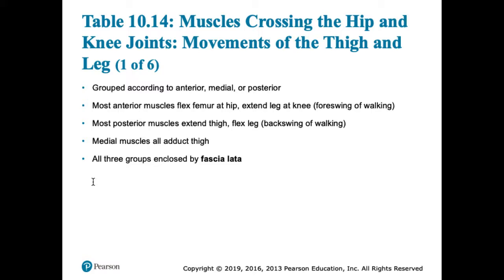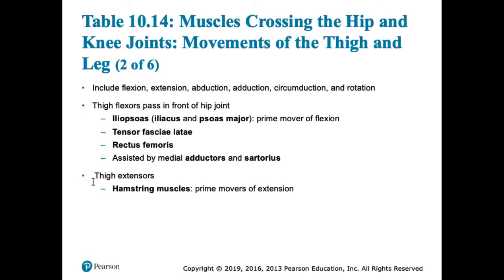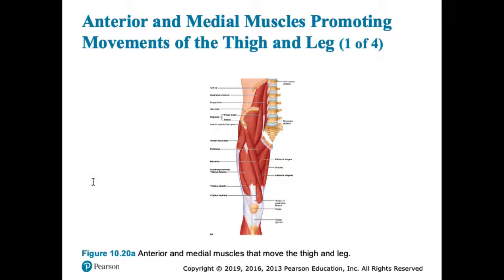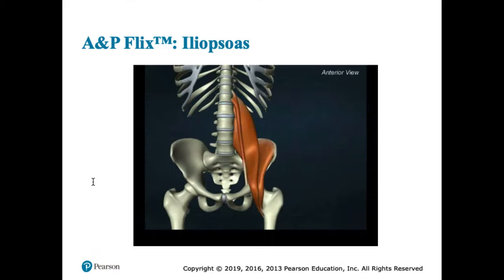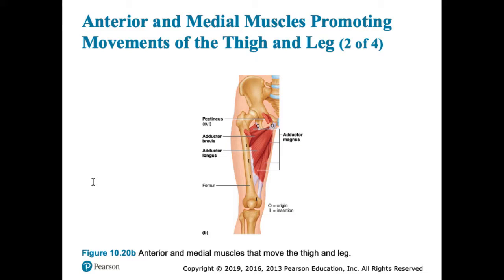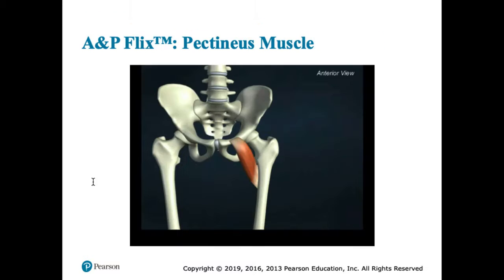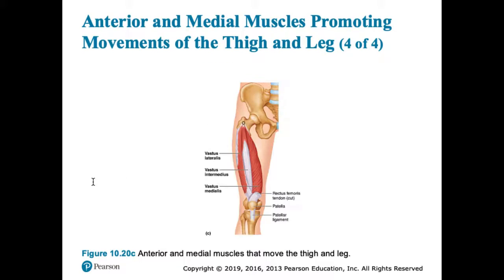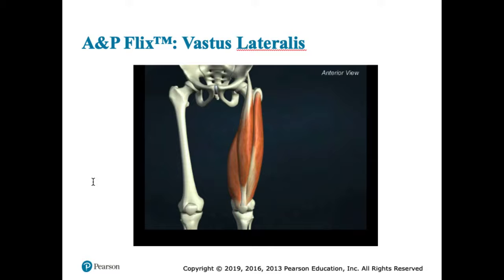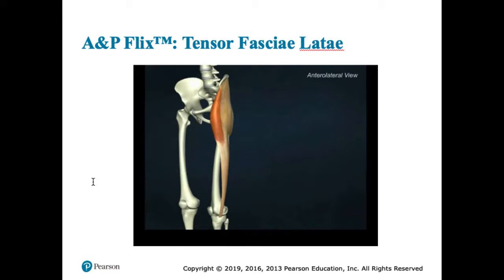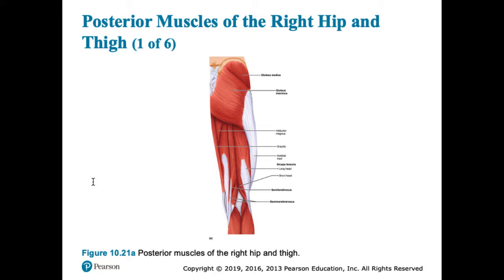The 3 groups are enclosed by the fascia lata. And so it's important to know all of the thigh flexors that pass in front of the hip joint and the thigh extensors. And so, of course, these are the anterior and medial muscles promoting movements in the thigh and leg, and making sure you know those. And each of those movements that are going to lead to the structures in these areas.